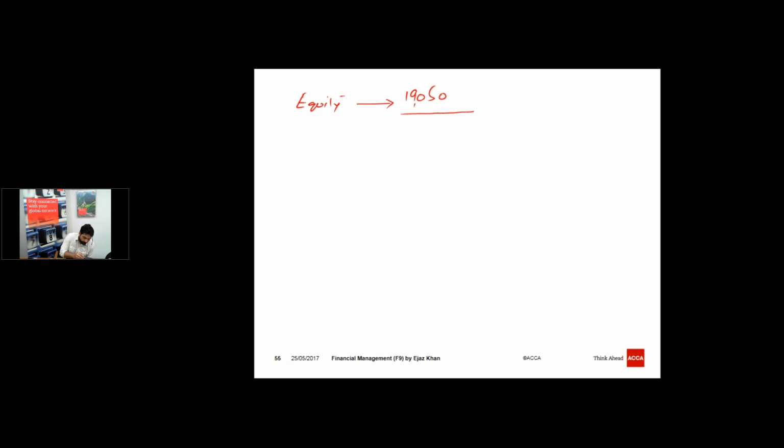Okay, 39050. Of 39050, we have 19050 of equity, which is how much percent? What's the percentage? Approximately 49%, right? Okay. It's 49%. Okay, if it's 49%, then definitely the debts will be 51%. So we don't need to calculate the percentage of debts.